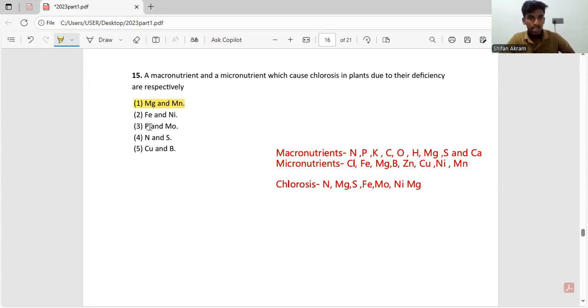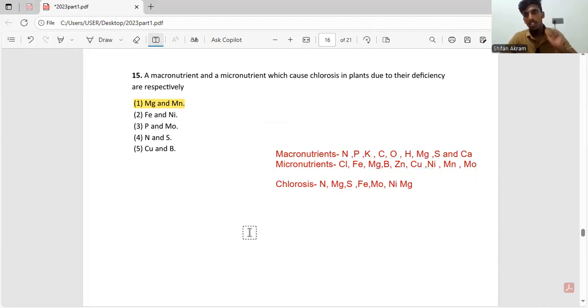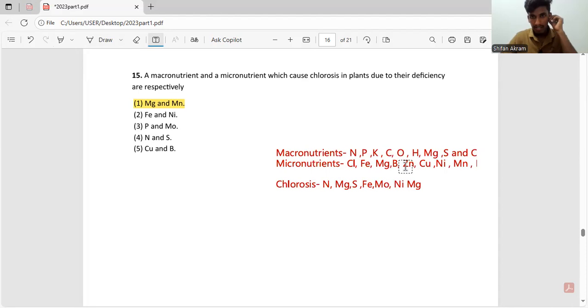Then we have phosphorus and molybdenum. Yes, phosphorus is a macronutrient, but it doesn't cause chlorosis. Then we have molybdenum. Molybdenum causes chlorosis, but it is a macronutrient? I have written it there. Let me check. So molybdenum is a micronutrient. So let me write it down. Phosphorus, yes, phosphorus is a macronutrient, but again no chlorosis. And molybdenum is a micronutrient, but this statement is wrong because of phosphorus.